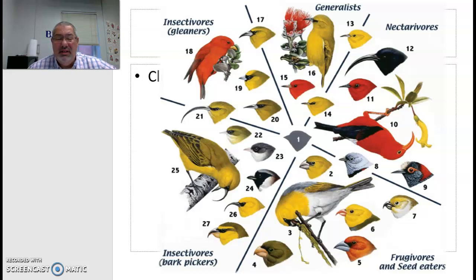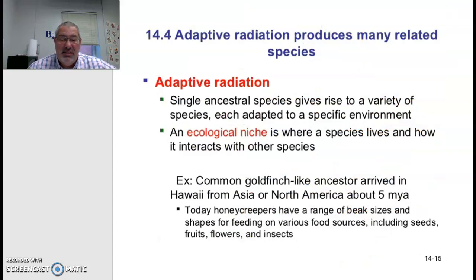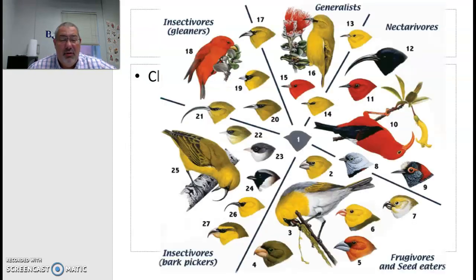Number one is considered to be the goldfinch type ancestor of the Hawaiian honey creepers. So from the previous slide, it says a common goldfinch-like ancestor arrived in Hawaii from either North America or Asia. It's not really known, about 5 million years ago, and divergent evolution in new habitats, different niches, resulted in well over 30 to maybe 40 different species of what are called the Hawaiian honey creepers.